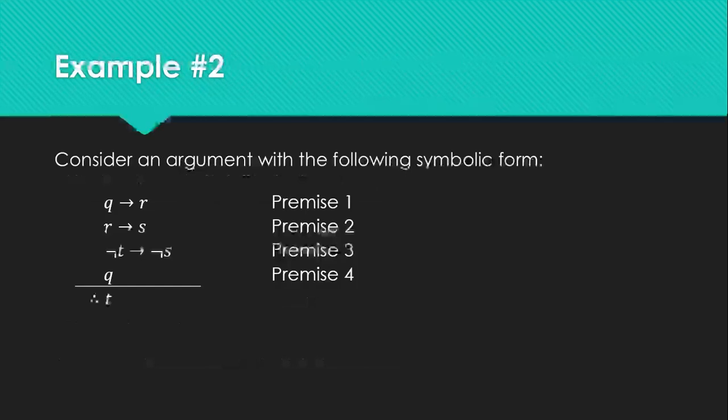Now, the second example, here, the argument is already stated in symbolic form. Kaya lang, we have four premises, and we will try to take a look whether yung nilagay na conclusion is actually valid for the argument. Okay? We have premises 1, 2, 3, and 4, and we have T as our conclusion. We have Q, R, S, and T as our propositional statements.